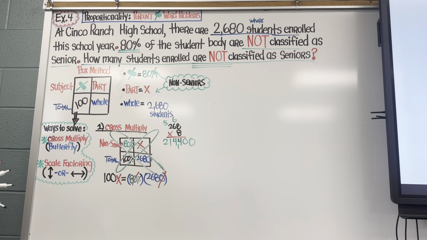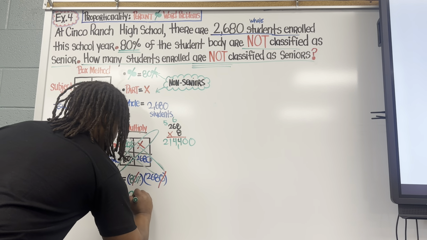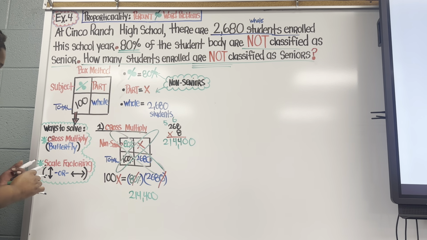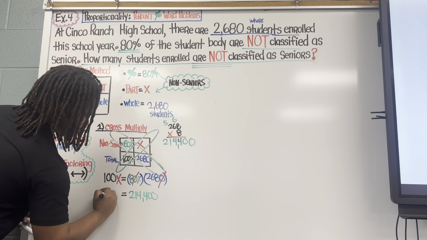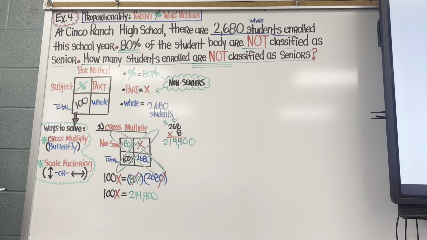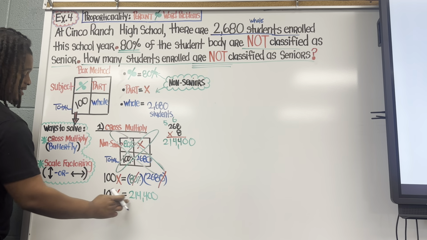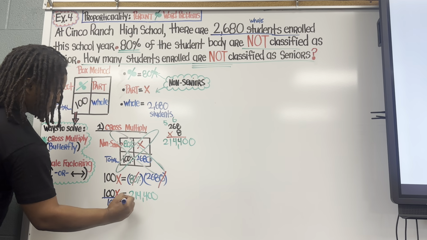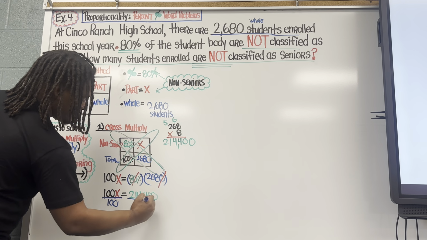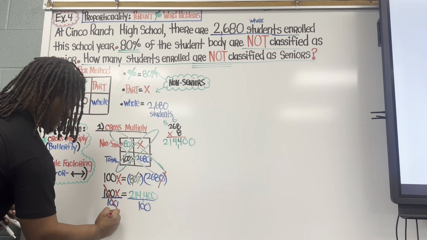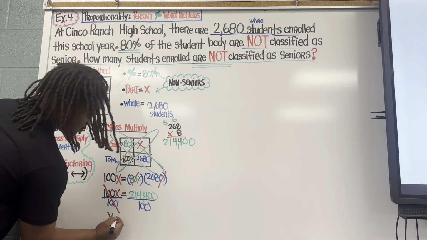214,400. So let me write that down here. 214,400 equals 100X. Okay? So once again, guys, in order for us to find out the value of X, I have to divide both sides by the value that's attached to X, which is 100. So 100X divided by 100 is just X. So I have X equals.